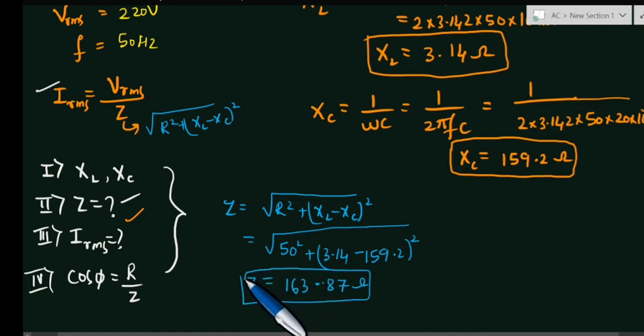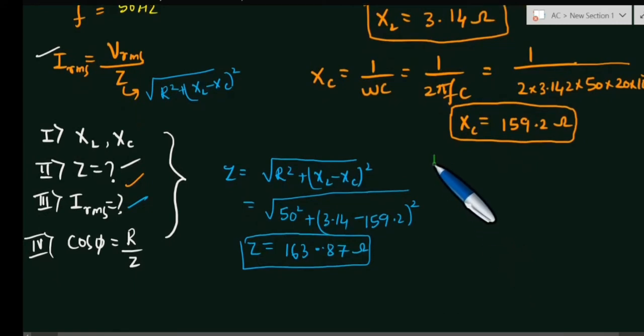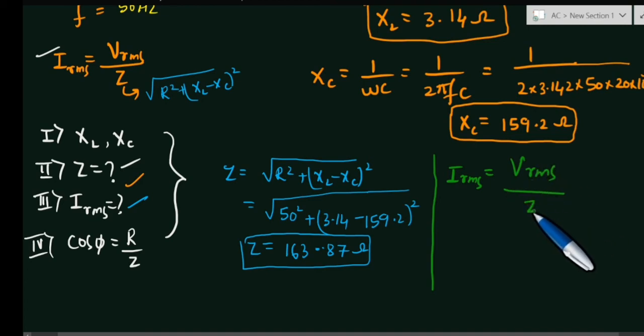After getting the Z value, the Irms value is the third step. Irms is equal to Vrms divided by Z. The Vrms value is 220 and the Z value is 163.87. If you calculate, the value of current is 1.34 amps, and this is the value of current.